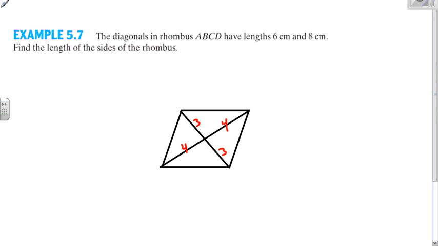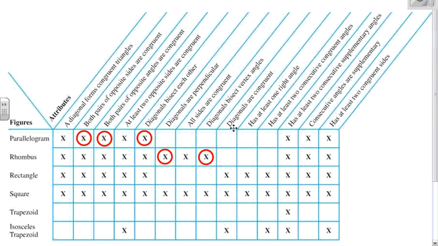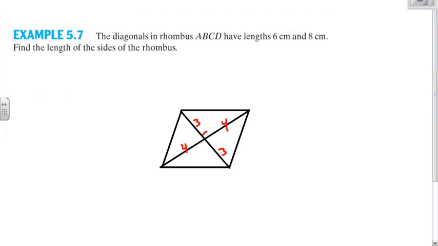Also, since it's a rhombus, the diagonals are perpendicular. So these are all right triangles. And since it's a right triangle, we can use the Pythagorean theorem. 3 squared plus 4 squared equals 25, so this side must be 5. All of them are 5. So the length of the sides would just be 5 centimeters.